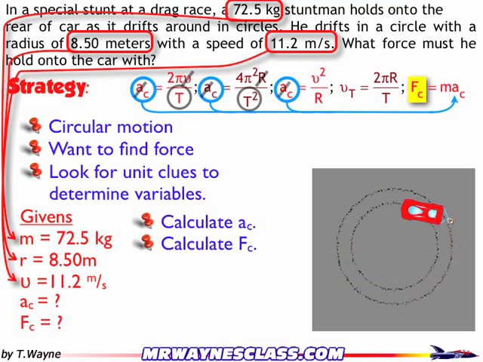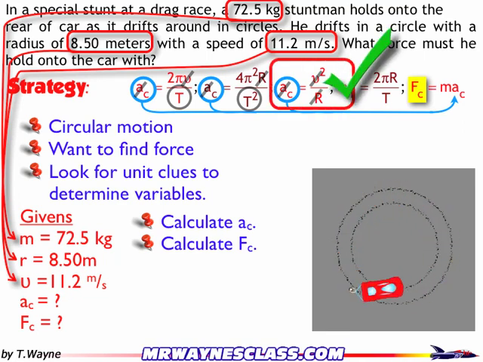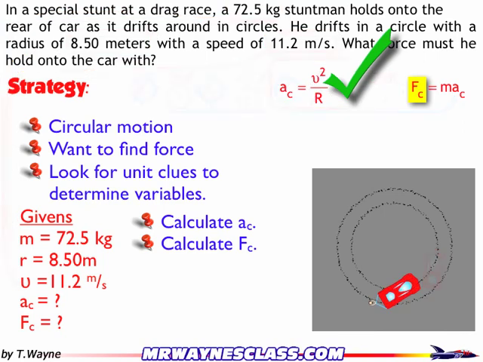Third equation, AC is in my list of givens, velocity is in my list of givens, and so is R. So that is the equation that I want to choose. I want to choose AC is equal to V squared over R.